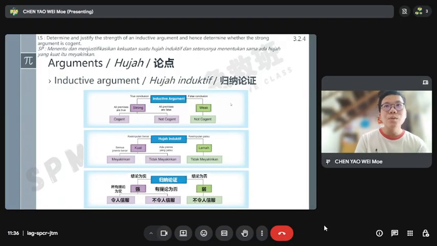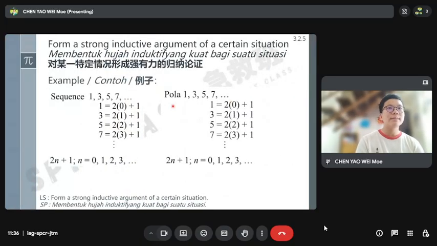And we can form a strong inductive argument in a certain situation. You see, all this is specific. I can conclude my argument in one sentence because it is from specific to general. A strong one must be strong, cannot be fake.